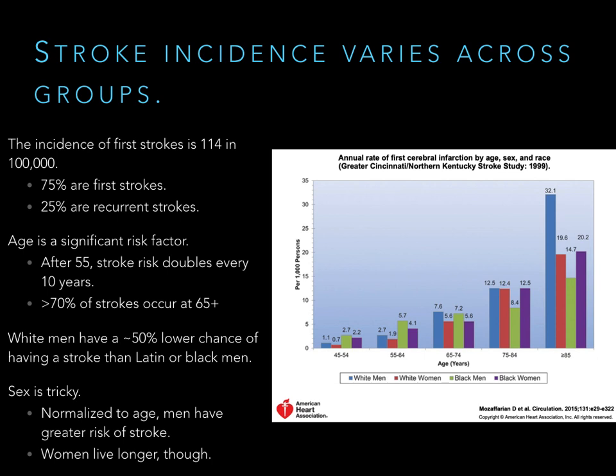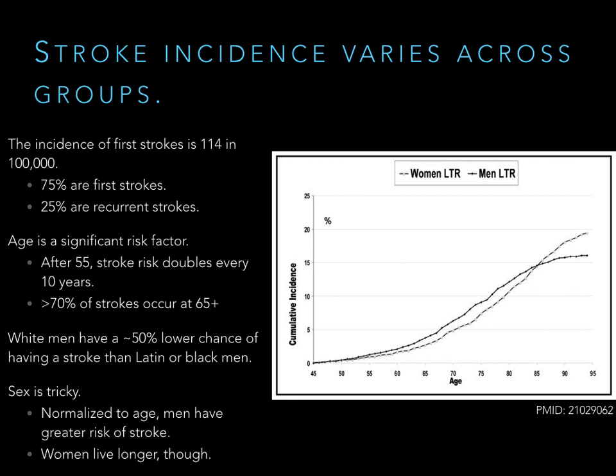So are the sex differences too. Normalized to age, men have an increased risk of stroke compared to women, but women have this issue of living longer, which gives them an overall higher risk for stroke over their lifespan. Because they live longer and age is a major risk factor for stroke, as women outlive men, their relative risk of stroke increases. So in this plot, we're looking at the cumulative frequency of strokes across time.